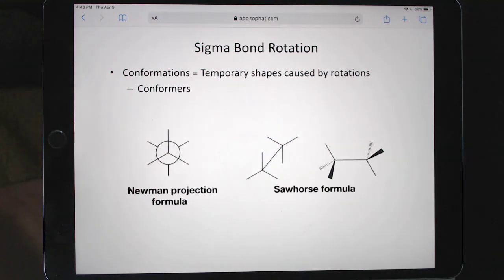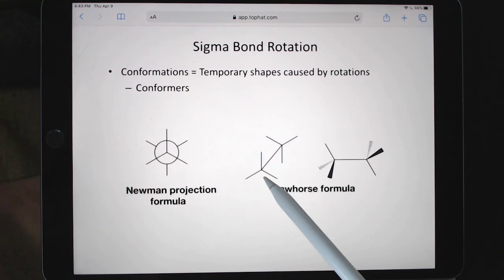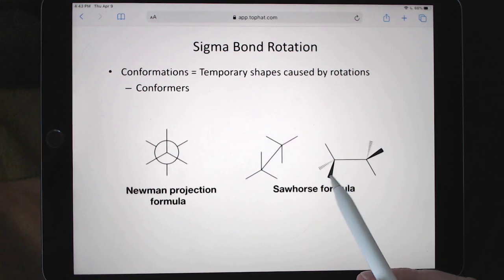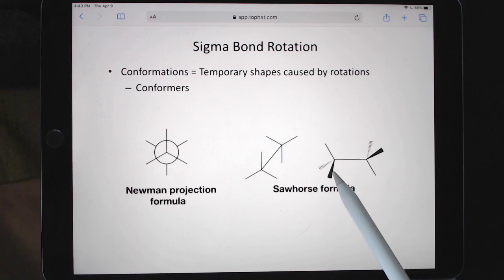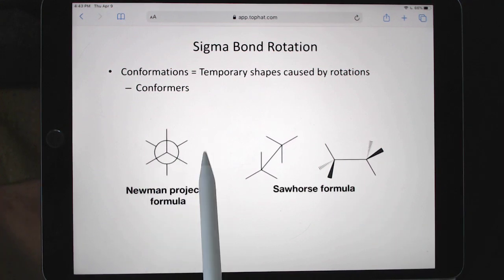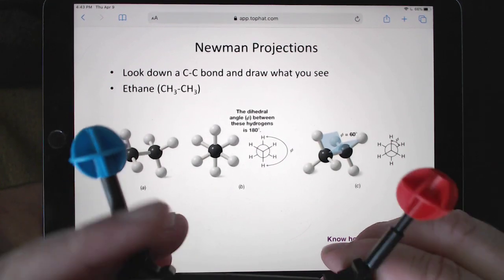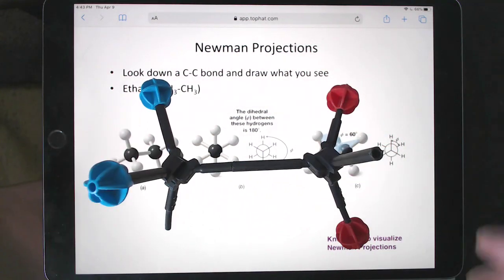There are a couple of different ways that we can look at this. If we look at the side, you can draw it like this as a sawhorse formula, and don't forget the wedge means the bond is coming out at you, and the dash means it's going away. But we can also draw what's called a Newman projection, which is a way of looking at this.